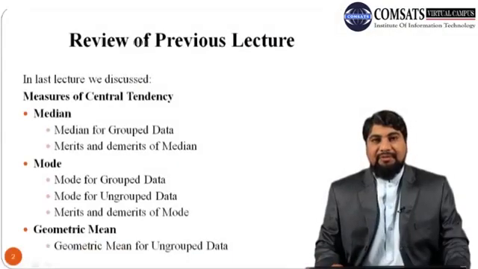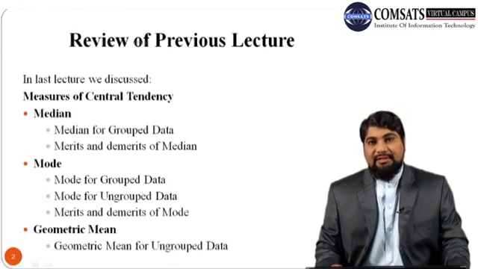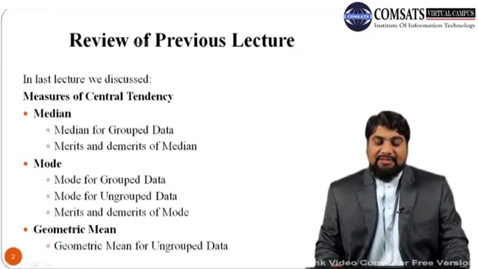So first we take a review of the previous lecture. In the last lecture we discussed measures of central tendency, and we discussed the median and how to find the median for grouped data. We also discussed the merits and demerits of using the median as a measure of central tendency. Then we discussed another measure of central tendency, which is the mode. We discussed how to find the mode for ungrouped data as well as for grouped data, and then we discussed its merits and demerits as well.